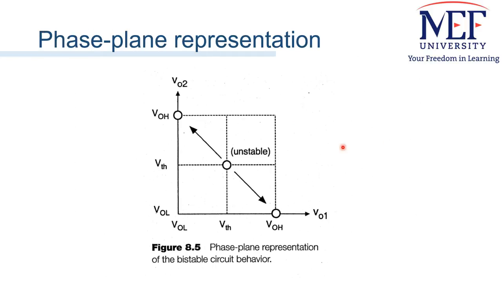This transition can as well be shown on a phase plane representation. Here we can show our operating points, this point, and here when both of the outputs are VTH. And we need to show the direction of this unstable point. So with any perturbation, the output VO1 will go to VOH, or the output of the second inverter will go to VOH.